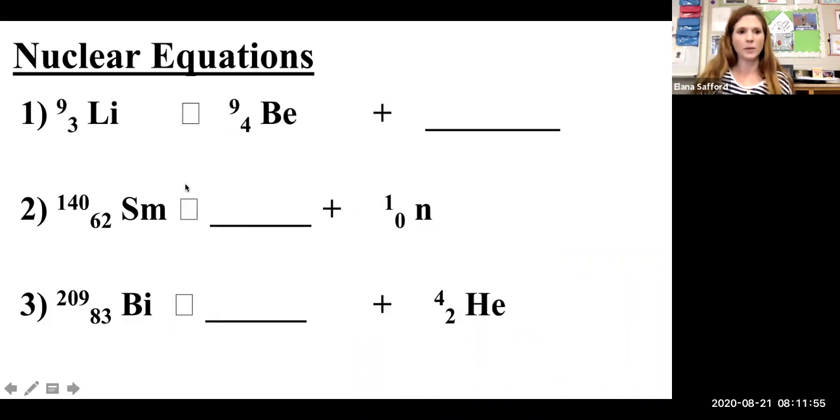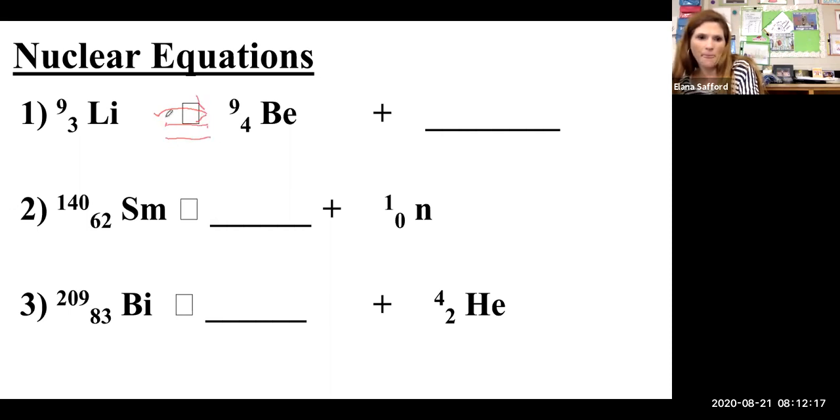So we're going to practice a little bit. All right. So on this first one, remember this is an arrow on your paper, but we're going to think about it as an equal sign. Equal sign. So the first thing I notice here, I'm going to start with the top number, just like the previous slide said.